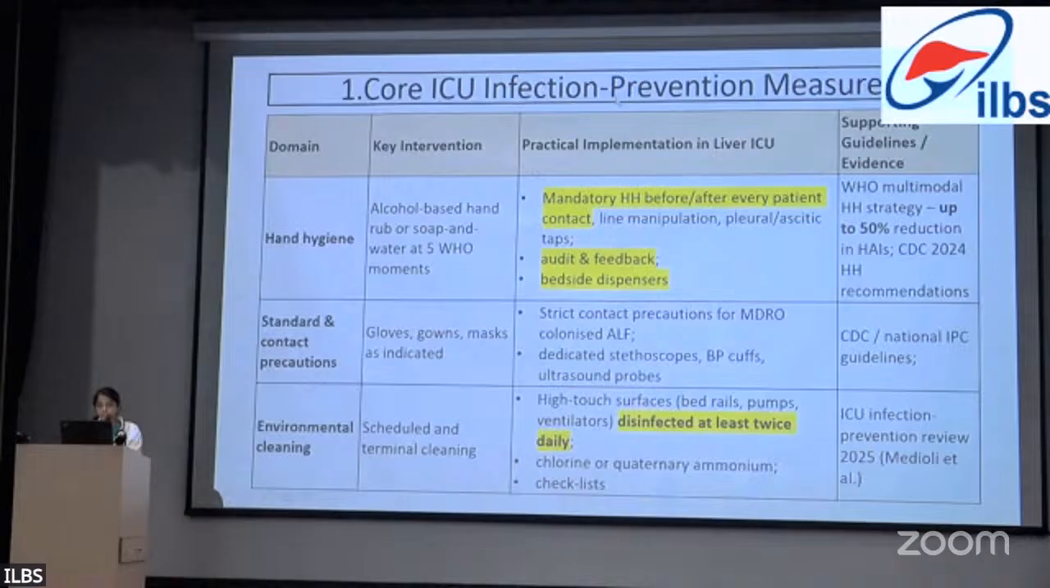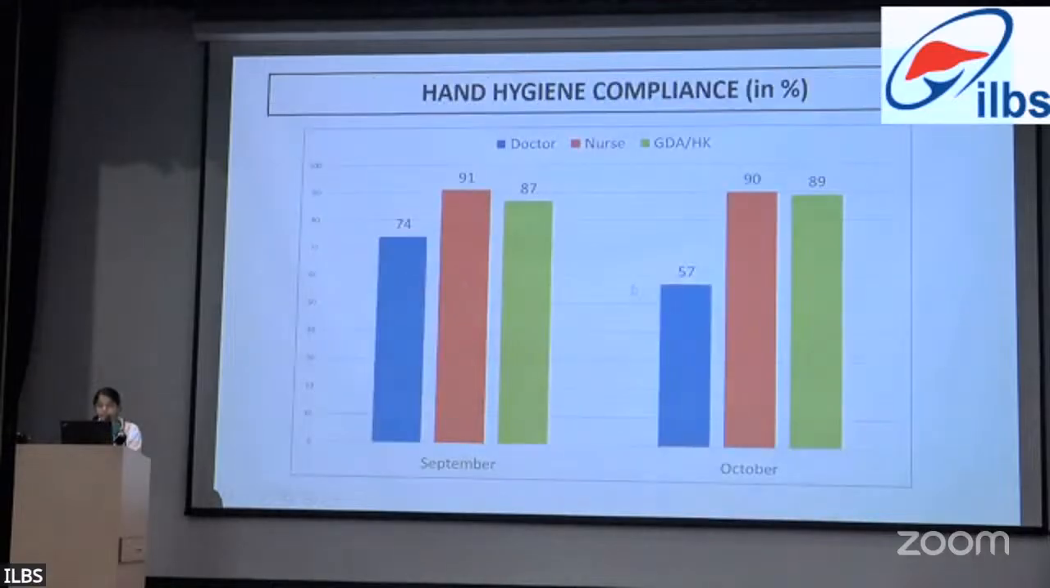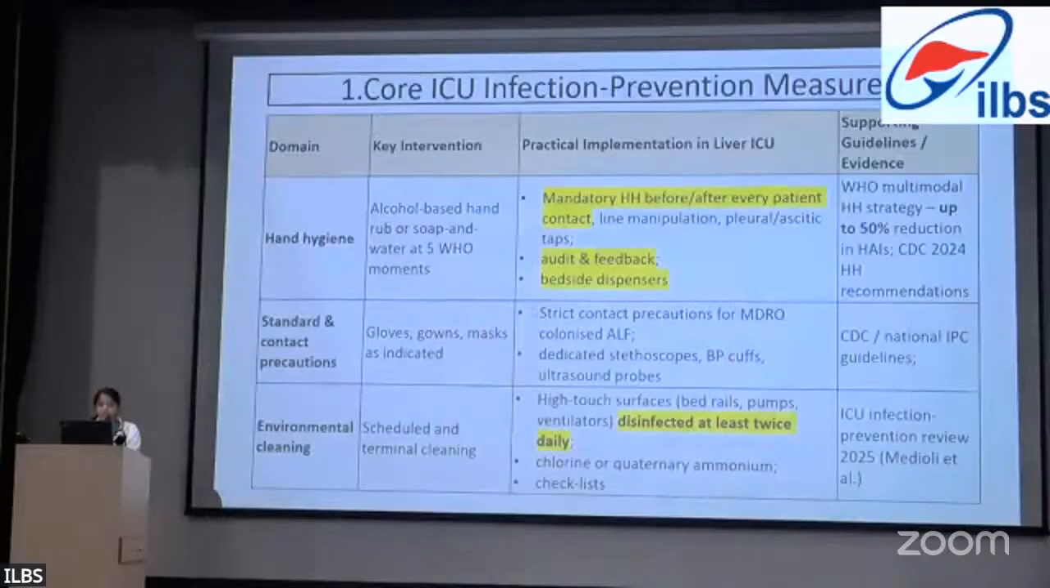So considering this, what are the preventive measures that we should take in hand to prevent infection? First is hand hygiene, which is very important, and can decrease the rate of infections by up to 50%. So that is the first most important step. In the ILBS study, hand hygiene was the poorest in doctors. In September and October, it was 74% and 57% respectively. Hand hygiene is followed by standard and contact precautions: gloves, gowns, masks, all that needs to be taken.